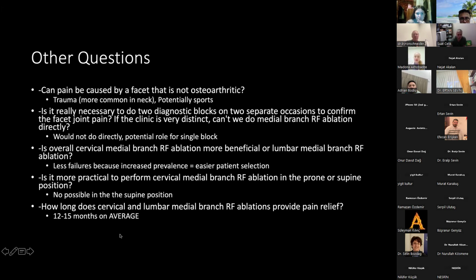And then the last question is how long do these treatments provide pain relief? And the answer is, on average, it's a year to year and 3 months, which means probably 50% or more of patients this works for over a year. So it should be a very long lasting treatment if you do it properly.